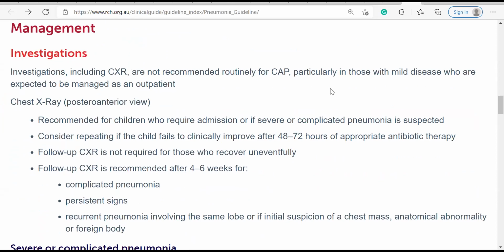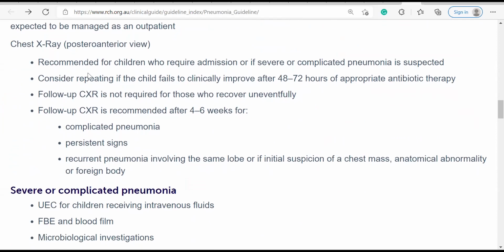Routinely, you don't just do a chest X-ray to diagnose community-acquired pneumonia, but if you suspect it's a severe pneumonia, you have to do a chest X-ray. Okay. Also, let's say you started antibiotic, oral amoxicillin, thinking that this is a mild or non-severe pneumonia, and that patient did not improve in 48 to 72 hours, that's also most likely going to be a complicated pneumonia. So you do a chest X-ray then.